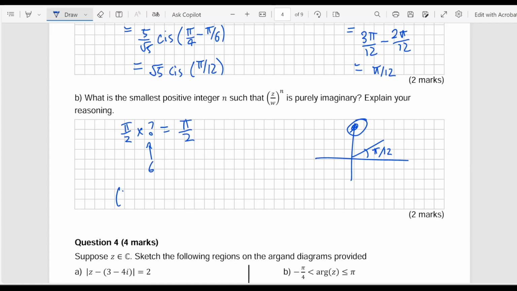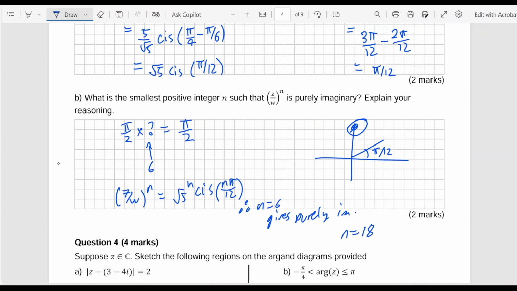So z over w to the n is going to be root 5 to the n cis of n pi over 12. Therefore, n is 6 gives purely imaginary. That's the smallest way you can do it. The next value would be n is 18, and that would wrap it all the way around to the negative imaginary axis there. That would also work.